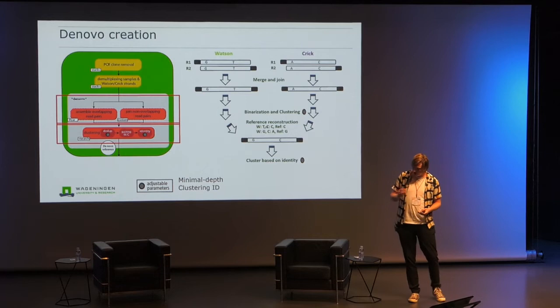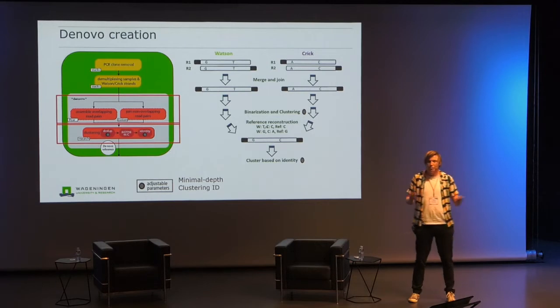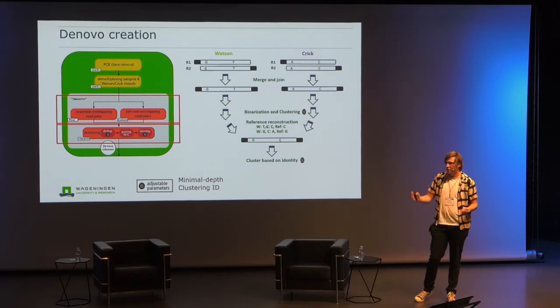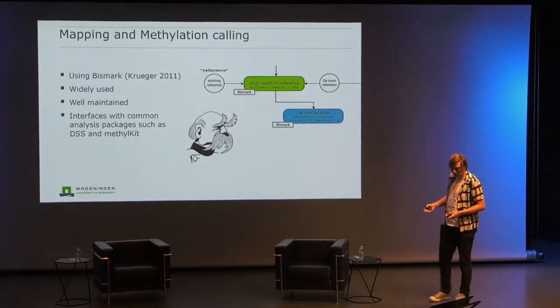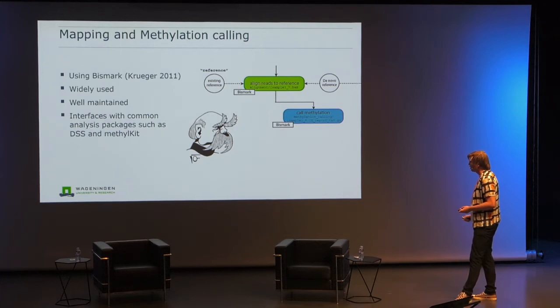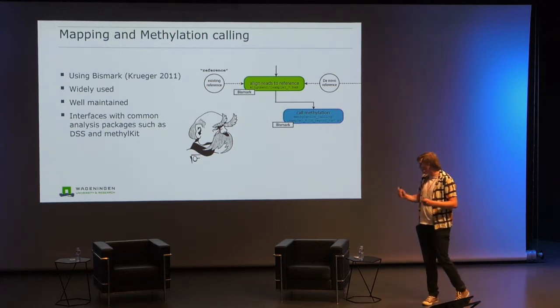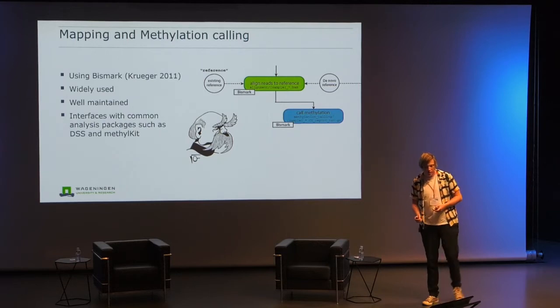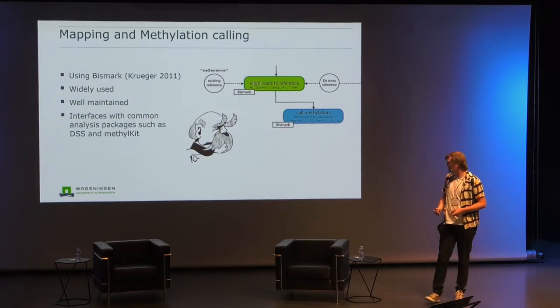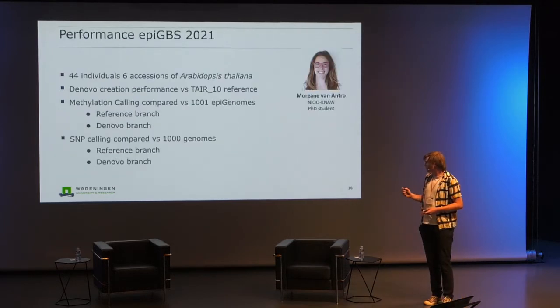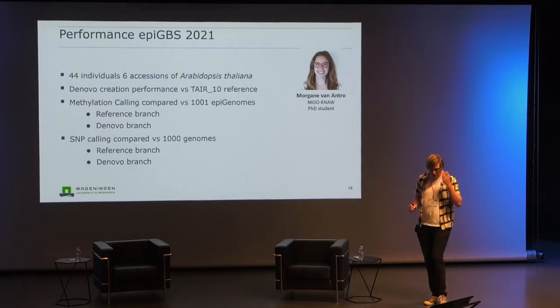And afterwards, the reads that we are left with are again clustered based on identity. So you set a certain threshold, and clusters that are more similar than that threshold are then grouped together. Afterwards, we do mapping and methylation calling, and for this we use Bismark, which is widely used, is well maintained, and interfaces quite nicely with common analysis packages such as DSS and methylKit, and also all sorts of bisulfite-sensitive SNP callers. So this was a quick overview of how the pipeline worked.